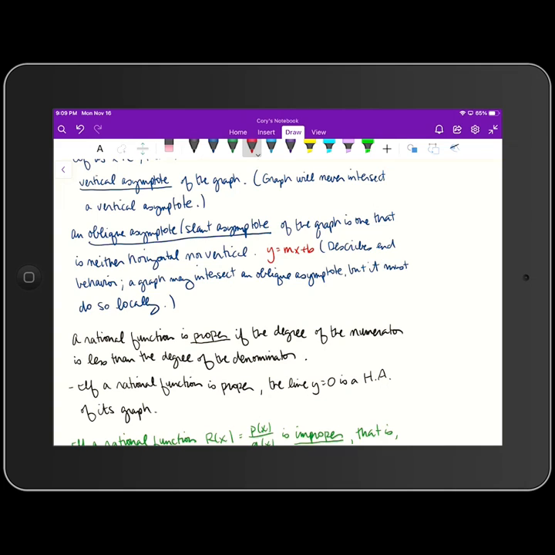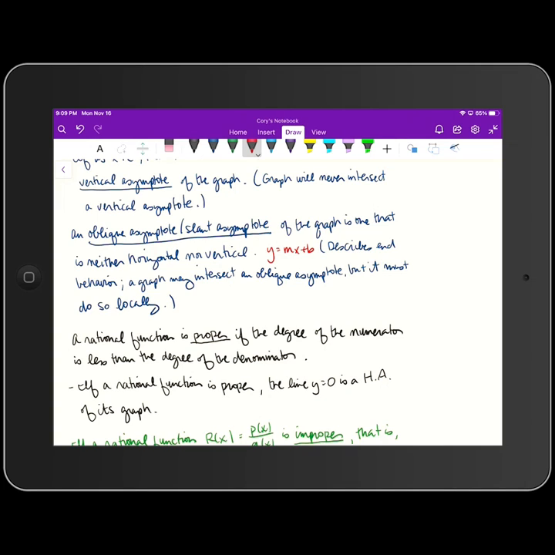That is what I call it. Some other textbooks call it a slant asymptote. Okay, so an oblique asymptote or a slant asymptote of the graph is one that is neither horizontal nor vertical. Its equation is of the form y = mx + b. So the equation of an oblique or slant asymptote is going to be the equation of a line, y = mx + b.